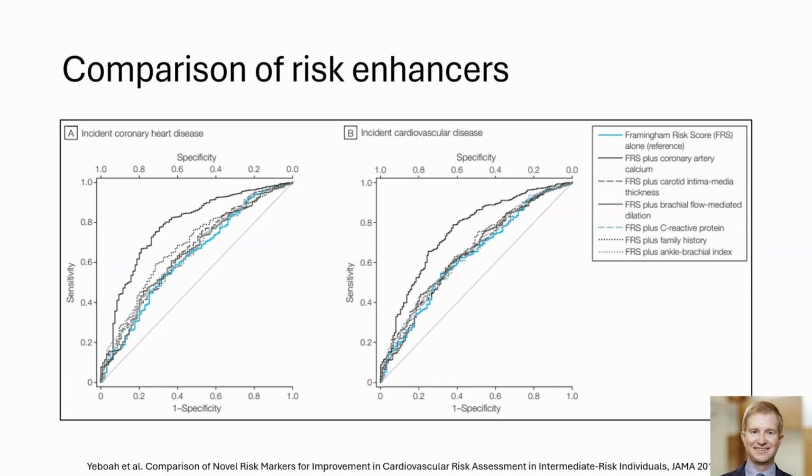This study, which actually is a risk comparison study, involved both coronary artery calcium score and CRP with a lot of other traditional risk-enhancing factors. While all of them, in comparison to the Framingham Heart Score, did increase the patient's risk assessment, calcium score had a far better risk reclassification than those other risk markers. The calcium score here is the line in black. That's the most sensitive and the most specific.